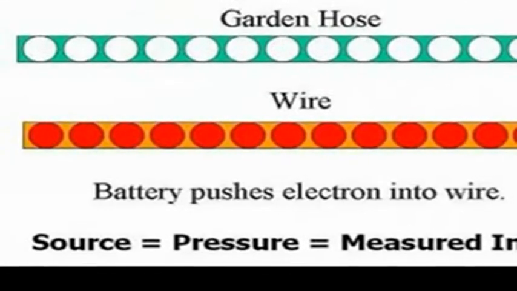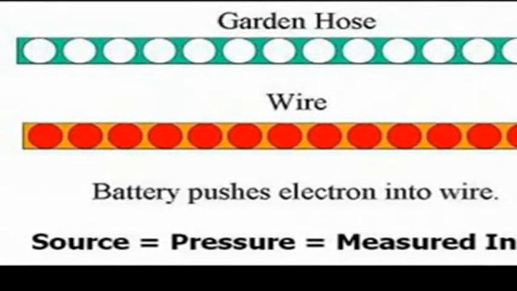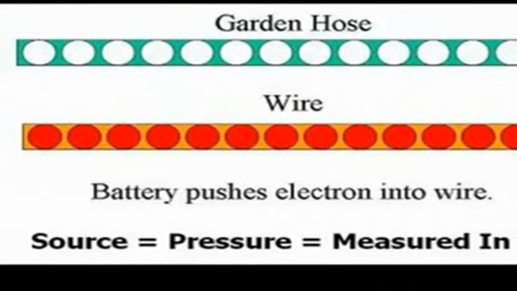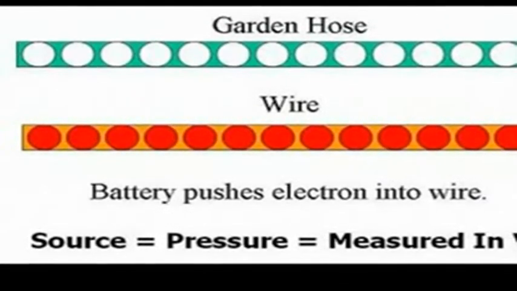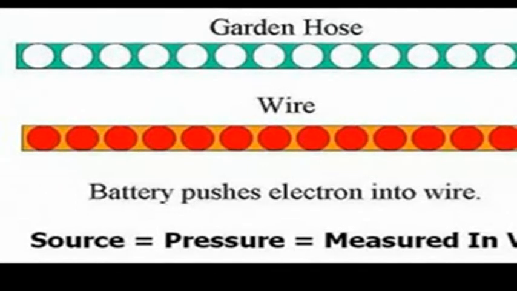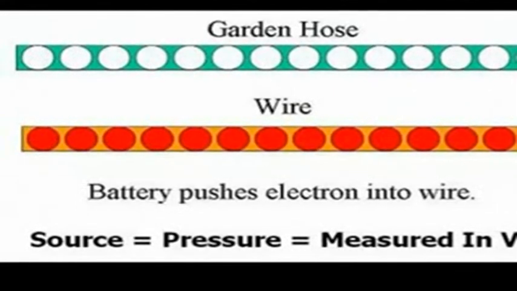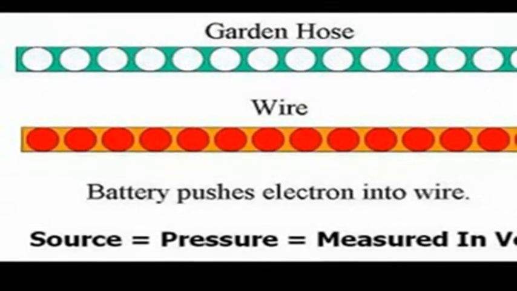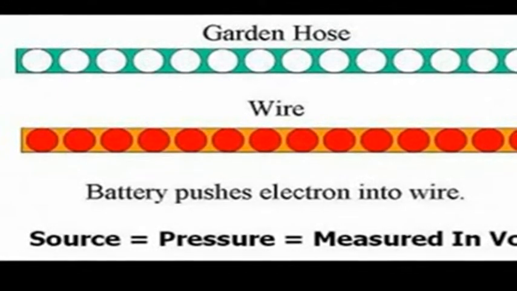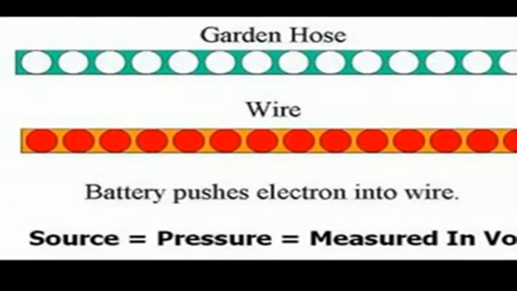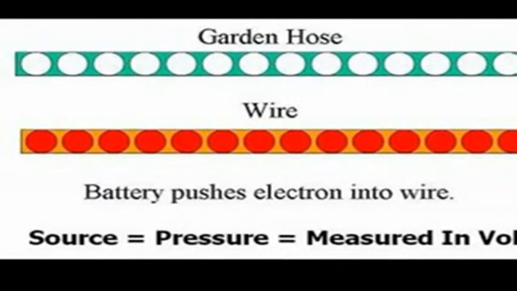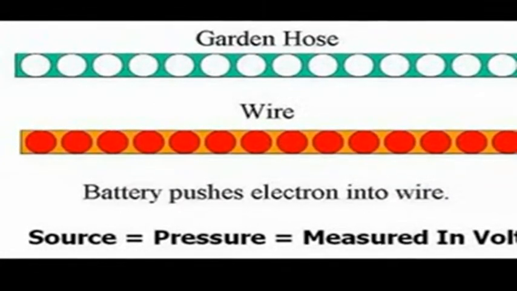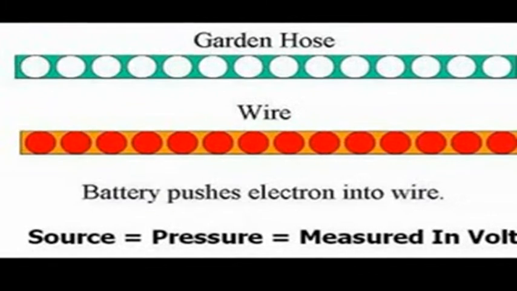For the first part of our example, we're going to hook up our source to our conductor. When we do this, the source tries to push an electron into the conductor. To visualize this, we're going to take our golf ball and push it into one end of the garden hose. When we do this, we have a domino effect, one golf ball bumping into the next one until one tries to come out the other side.